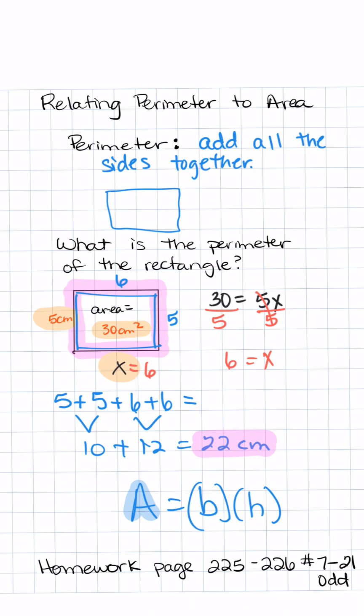So I had you add them all together. Really, perimeter equals 2 times the length plus 2 times the width. Okay, so that's your equation for perimeter. It works out exactly the same if you just add them all together.